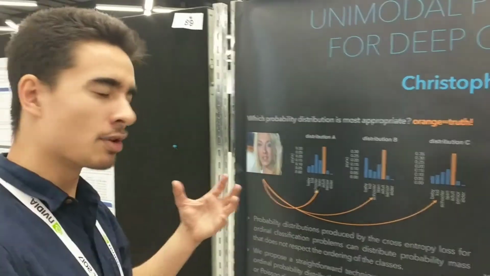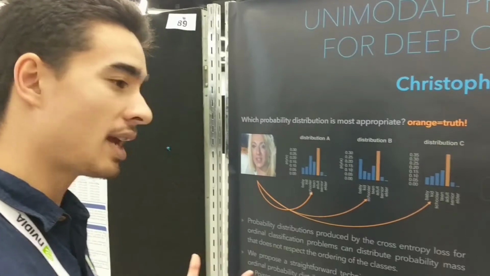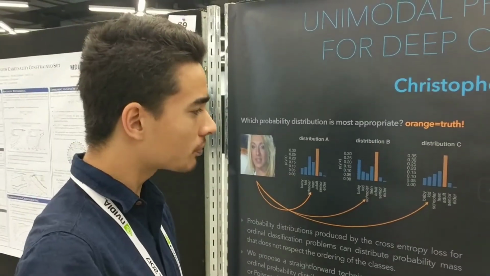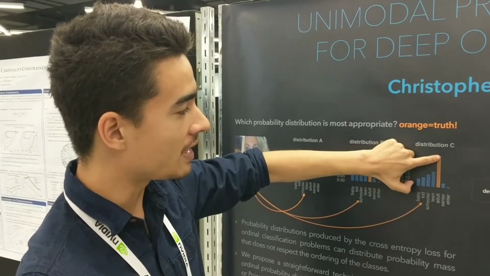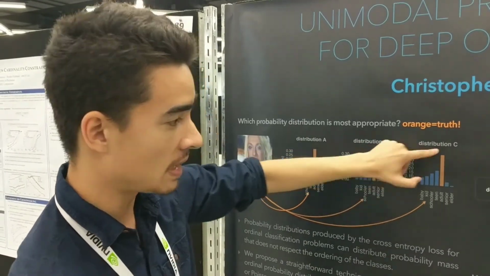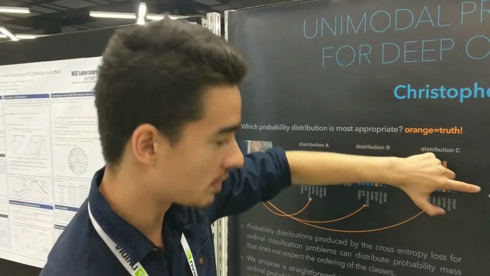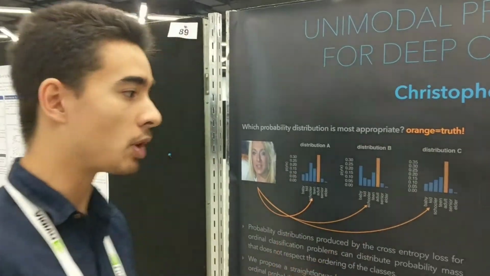Under a one-hot encoding scheme, you can have these problems in a low data regime. In this case, this is the one that makes sense because she's the most likely, and then as you go to the left, it tapers off, and as it goes to the right, it tapers off. So that's this notion of a unimodal distribution.